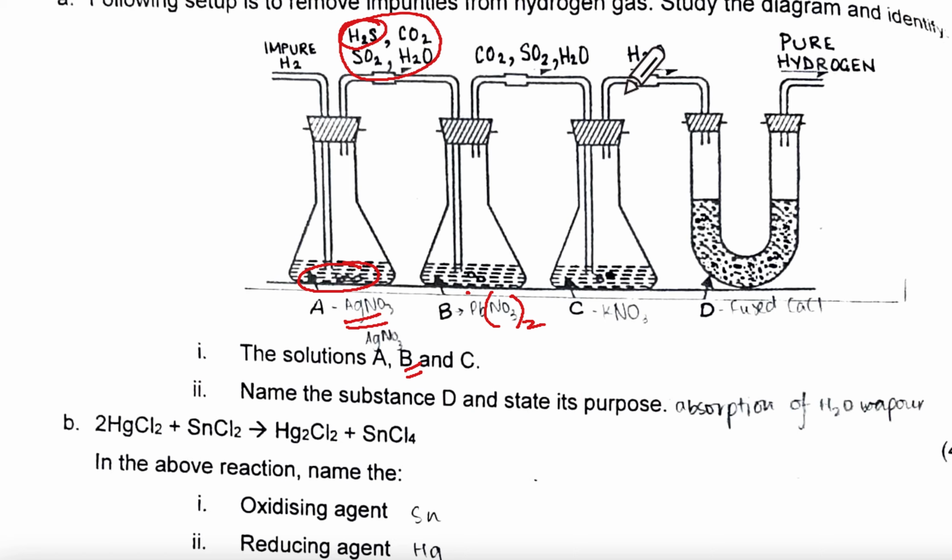Lead nitrate. Then here CO2, SO2 have been absorbed. So it is not KNO3. What should it be? Correct? And this H2O means water vapor has been absorbed here. So this is fused calcium chloride. How is it? Good. Name the substance D and the purpose. It is a drying agent because it's a hygroscopic substance. Is it coming to your mind?